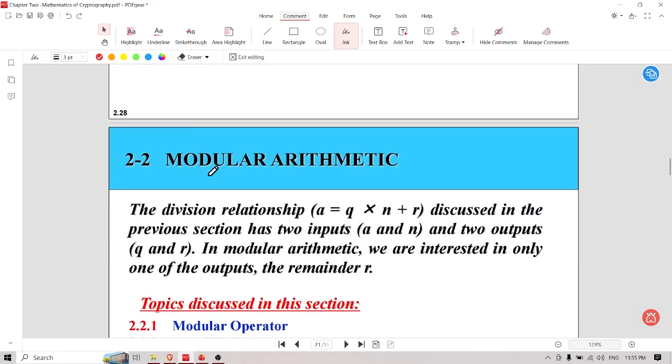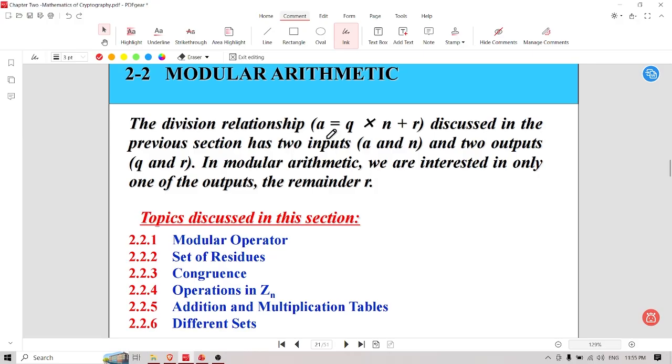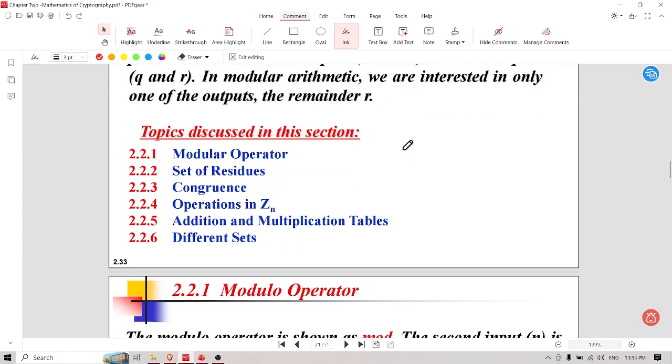Now we explain what modular arithmetic is, and we will try to explain it. Now we will have A is equal to Q multiplied by N plus R. Just make sure that you remember this.